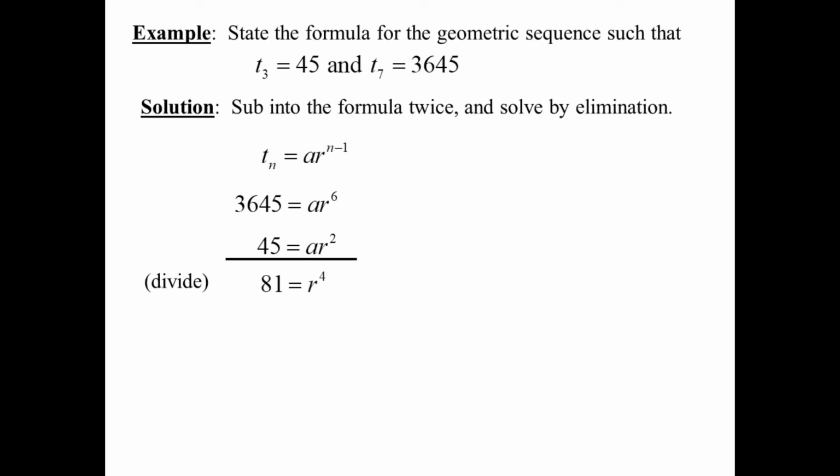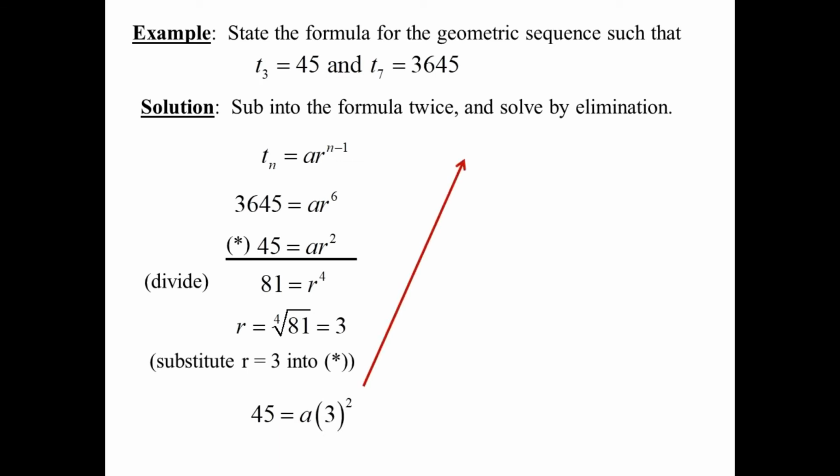Taking the fourth root of both sides and turning it around, we get our r. r is 3. And we'll take that and plug it back in to the asterisk. So we get 45 equals a times 3 squared, which leads to 9a equals 45 and a equals 5. We have a, we have r, we have our formula.